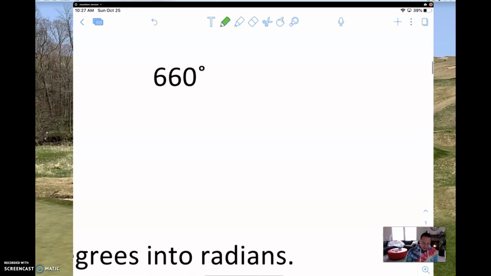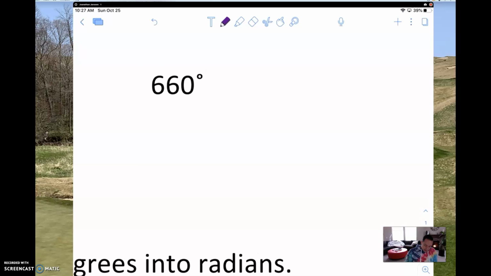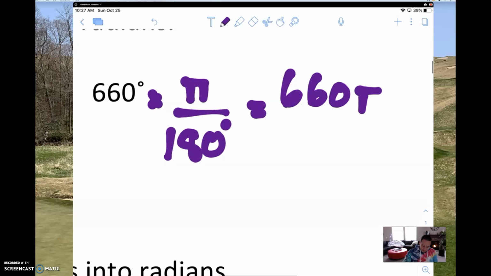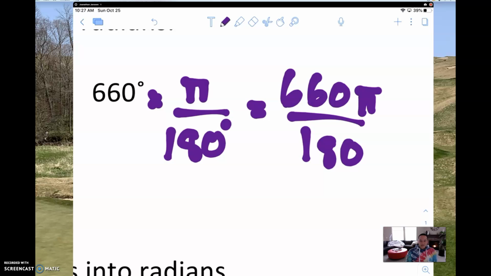Let's go to 660 degrees. We want to convert this into radians. So we're going to multiply by pi over 180 degrees. The degrees will end up canceling out, and we will end up with 660 pi over 180. One of the easiest things we can do to reduce this is divide the top and bottom by 10, and by doing that, the zeros cancel out. So we're left with 66 pi over 18.